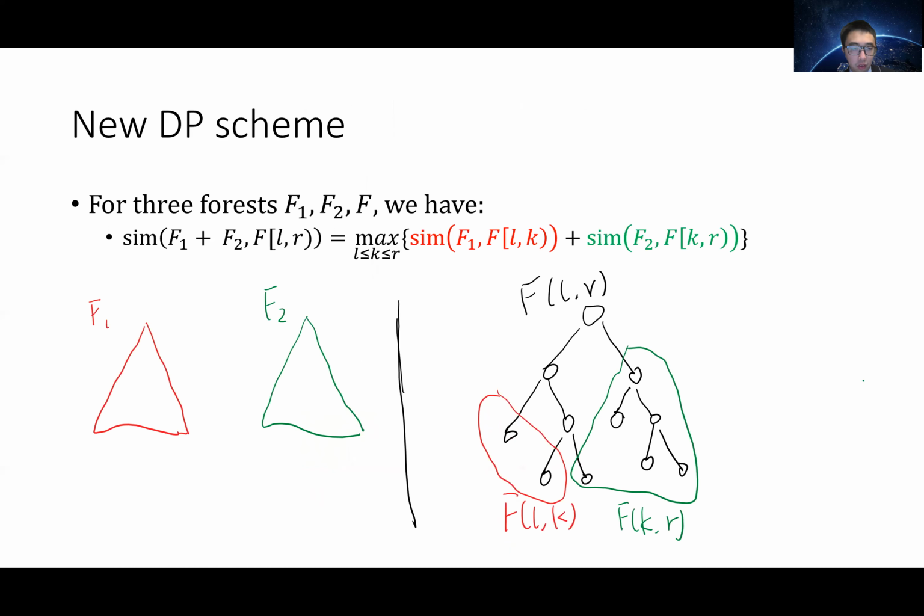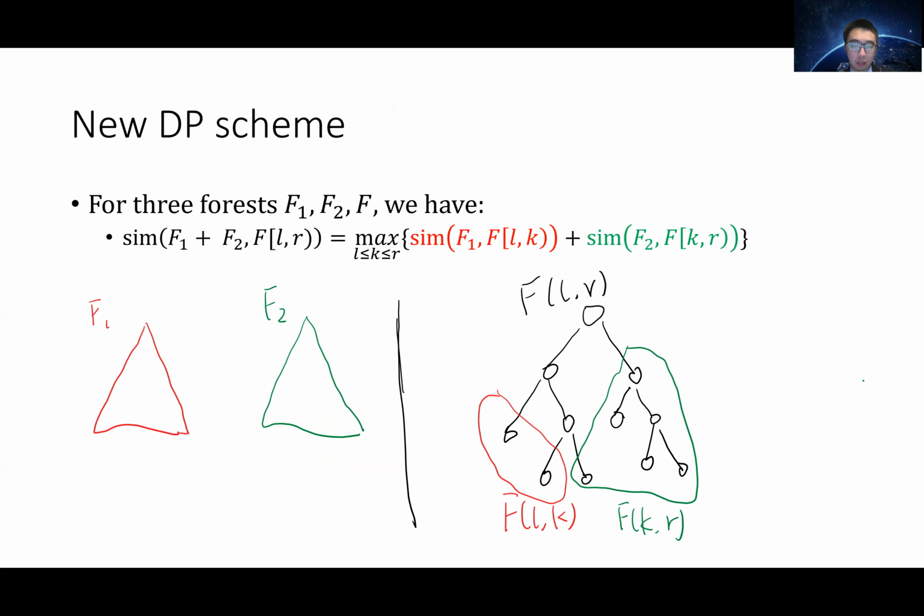Now we introduce our new DP scheme based on these two definitions. For three forests F1, F2, and F, if we consider the concatenation of F1 and F2, denoted by F1 plus F2, suppose we want to compute the similarity between F1 plus F2 and F of the interval L to R. How can we do this?